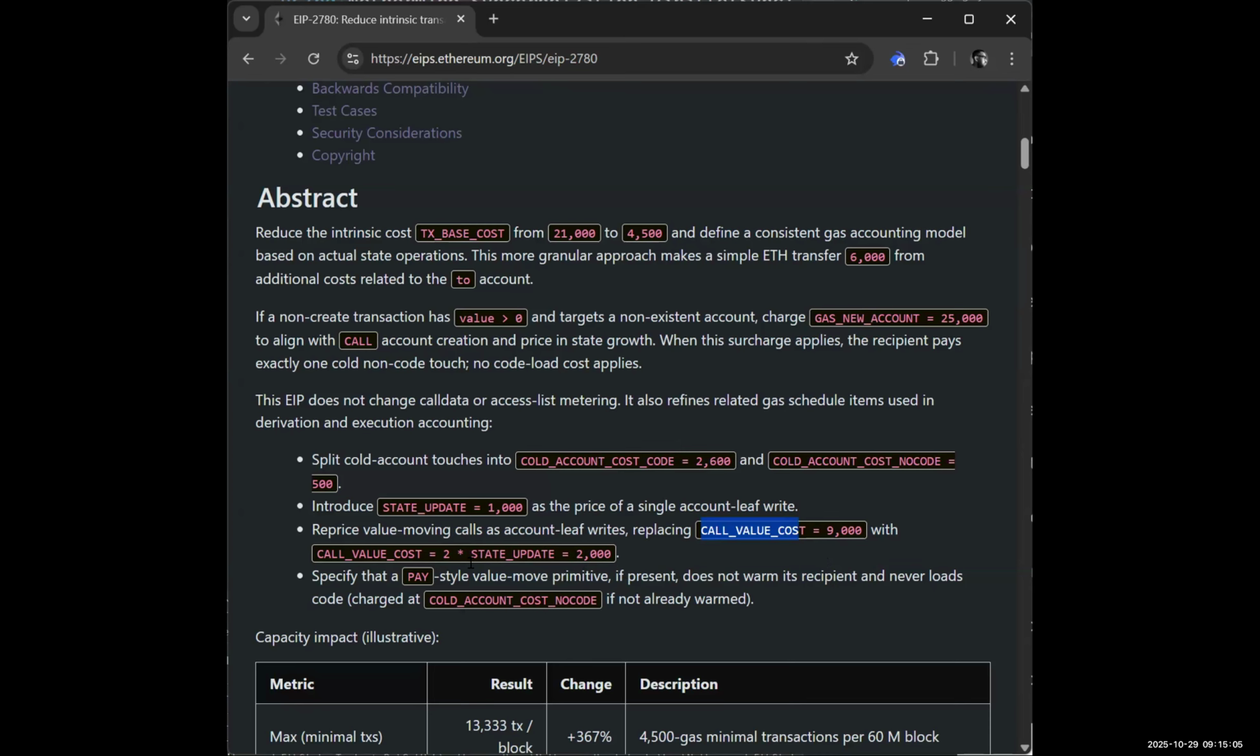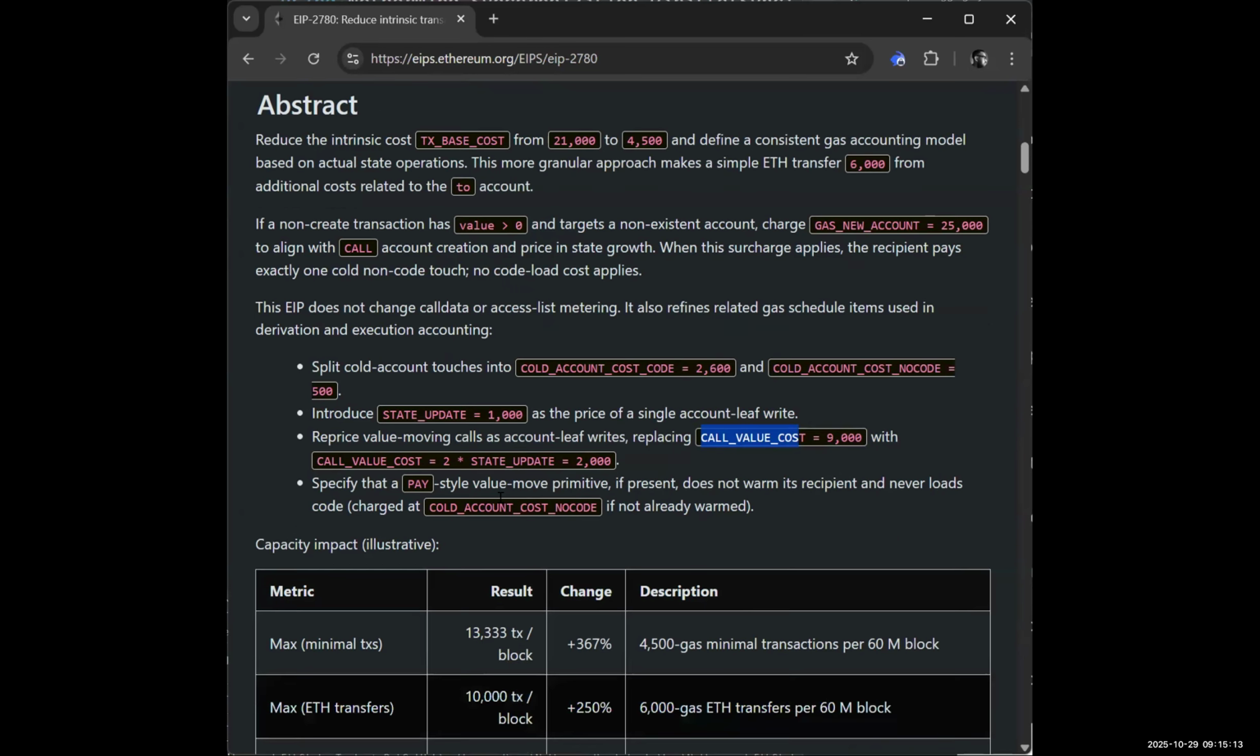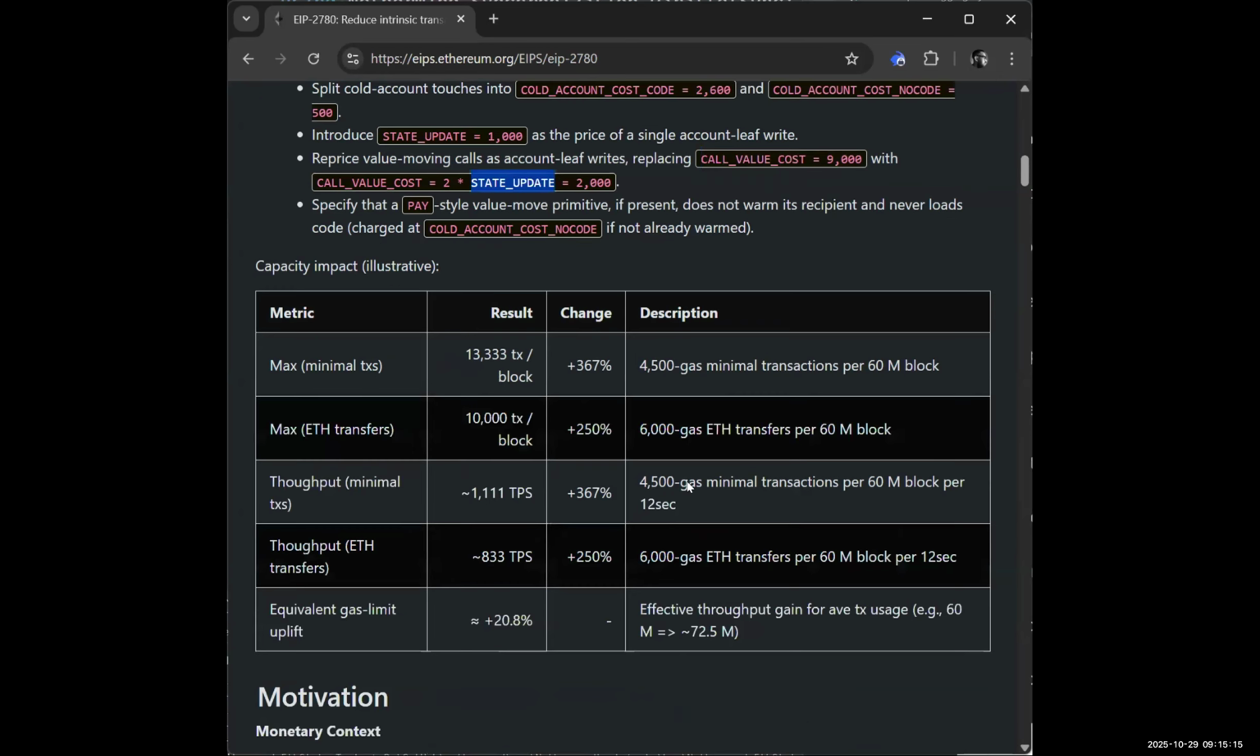Two state updates, one for transferring from the sender, and one for receiving it. So it introduces a state update at 1,000 gas. And so on, this is sort of a 367% uplift in the amount of transactions you can do at minimum size.